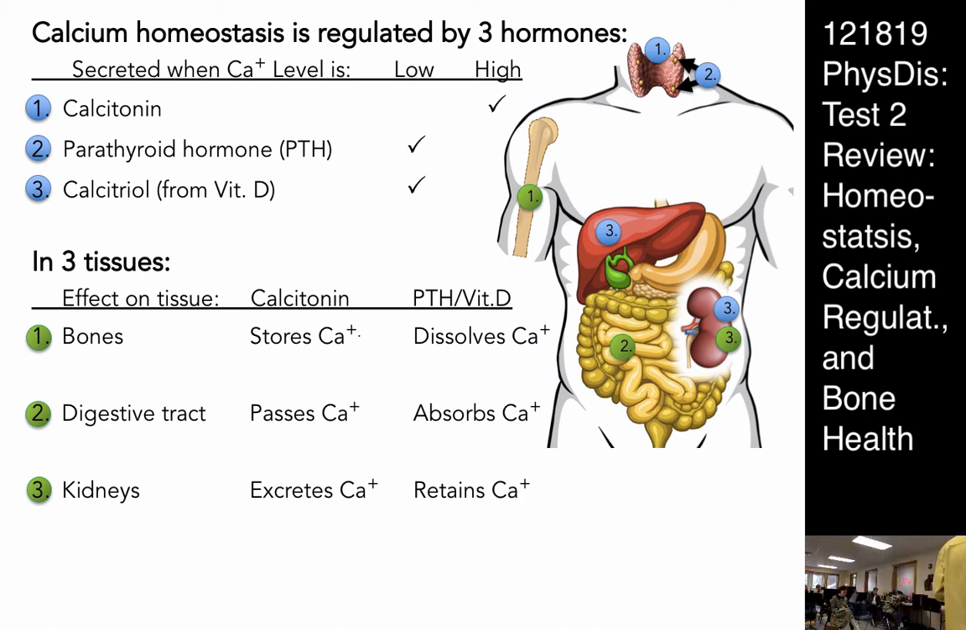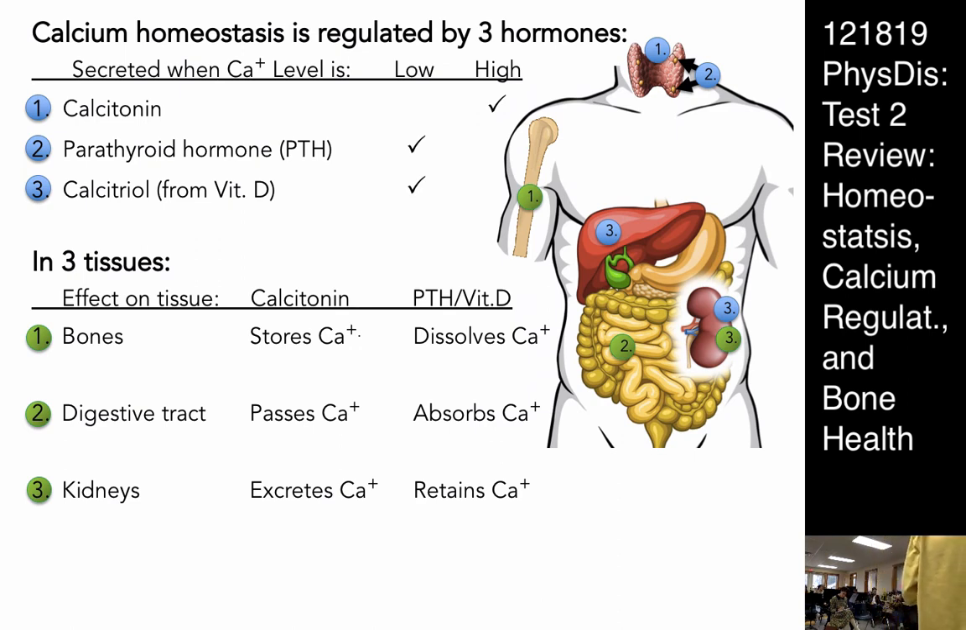So on the one side, when calcium is high and calcitonin is being secreted, it causes the body to store calcium in the bones. It causes the calcium we eat to pass through your GI tract without being absorbed, and it causes us to pee more calcium out and excrete it in our urine.